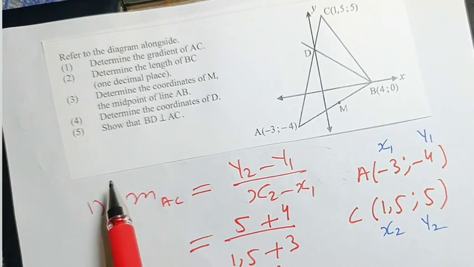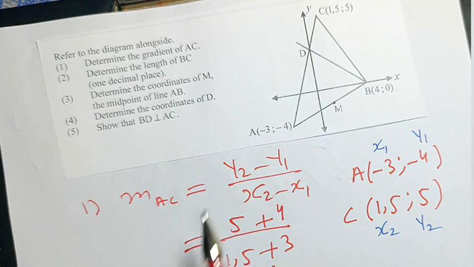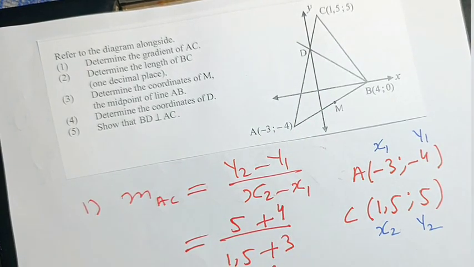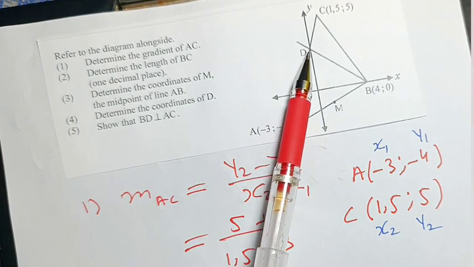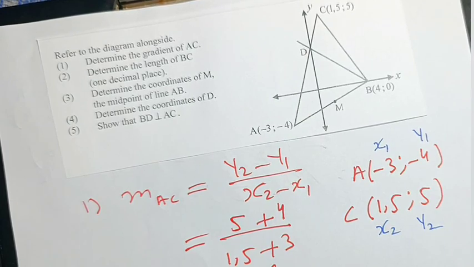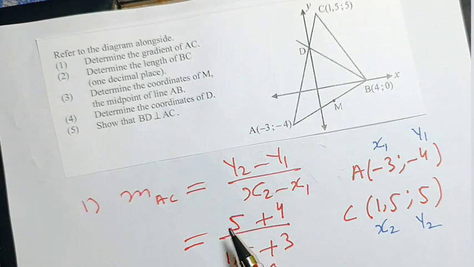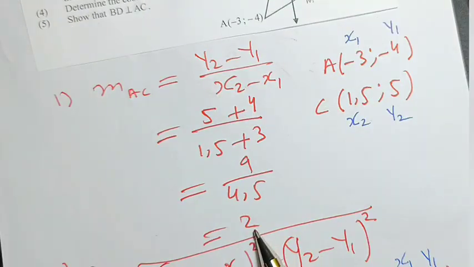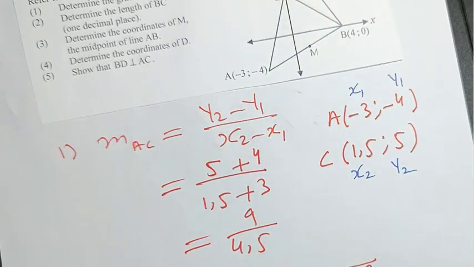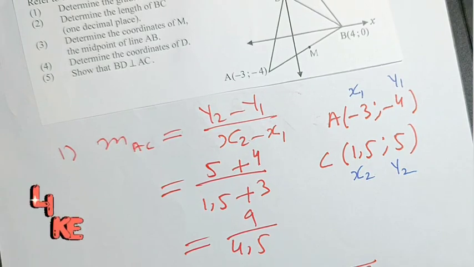Question number 4 says determine the coordinates of D. Here, this is D. D is lying on the y-axis. So this is a y-intercept, so the x value is equal to 0. We need to find the y value now. The gradient of AC, earlier we found, was 2. So we can find the equation of the line, then we can find the y-intercept of this line. That will be the coordinates of D.